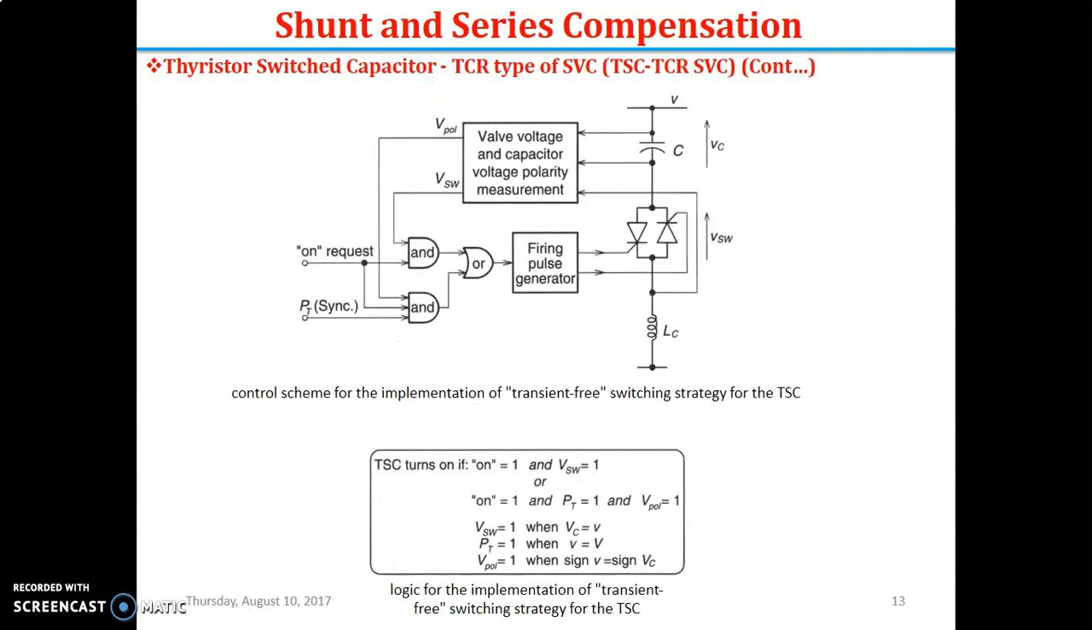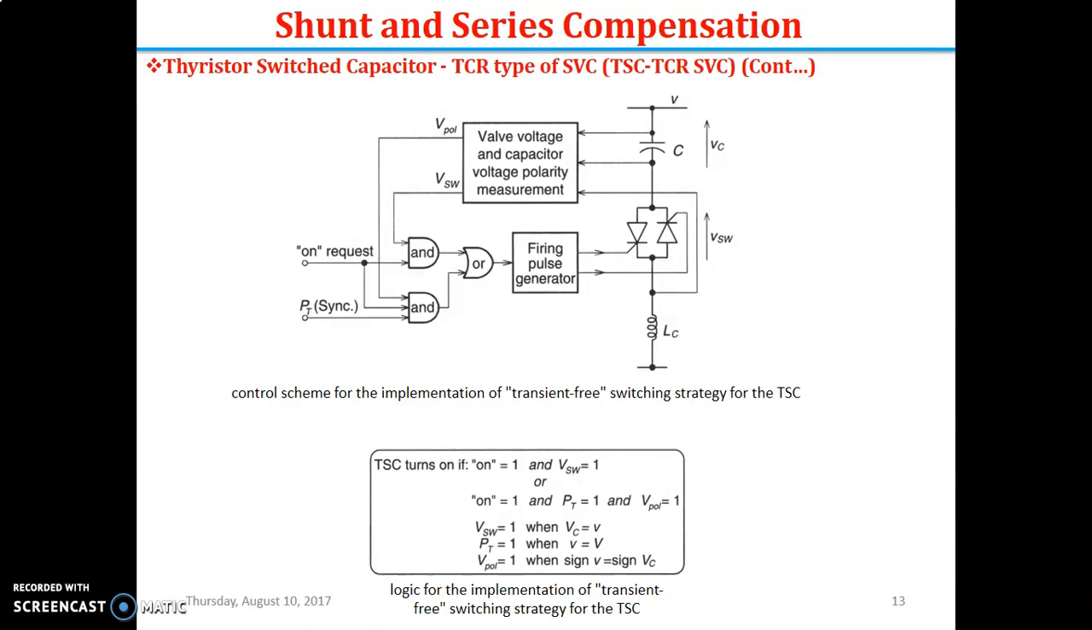Now we will see the basic control logic for the second function, that is the switching of the TSC branches in the transient-free manner. So this follows two simple rules for the transient-free switching, that is either switch the capacitor bank when the voltage across the thyristor valve becomes 0, or when the thyristor voltage may be minimum.